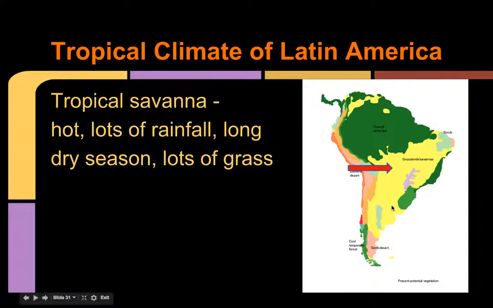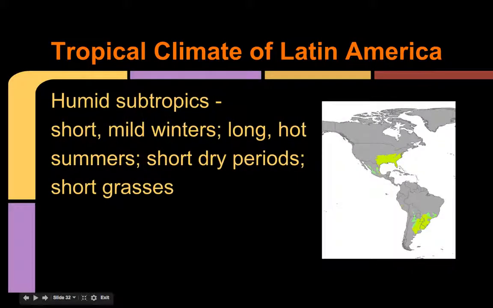Another tropical climate is tropical savanna. It's this yellow area here, and it's very hot. There's lots of rainfall. It's tropical, but there is a long dry season, and there's lots of grasses. So the pampas, remember, are down here, so there's going to be lots of grasses here.